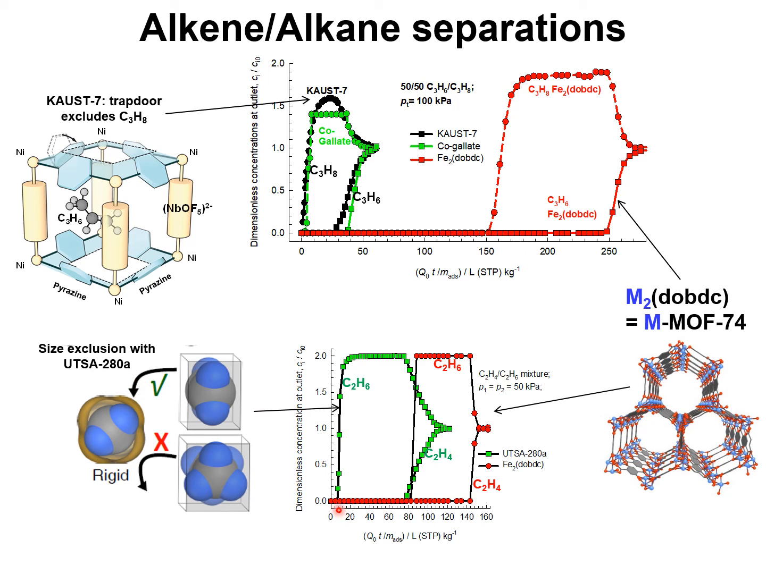UTSA 280 excludes ethane from the pores because of subtle differences in molecular sizes between ethene and ethane. Ethene is a flat molecule that snugly fits within the pores, and ethane is not flat and gets rejected because the pores cannot accommodate ethane.